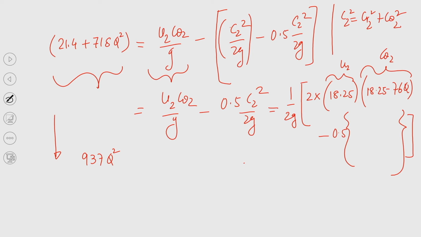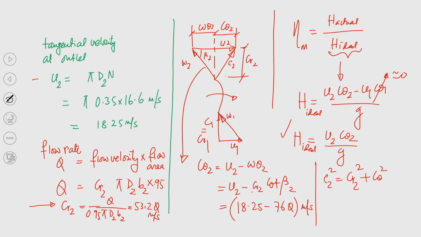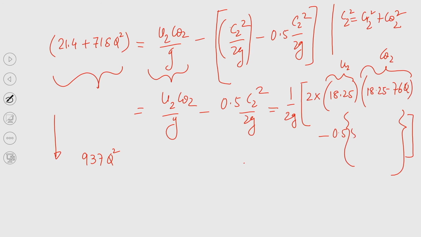CR2 we have calculated: CR2 is 53.2 q. So, CR2 is equal to 53.2 q. Then C2 square is 53.2 square q square plus C theta 2 square, which means this square: 18.25 minus 76 q, squared. So, if we compare this left hand side with the right hand side, we will get this equation, which is a quadratic equation of q.